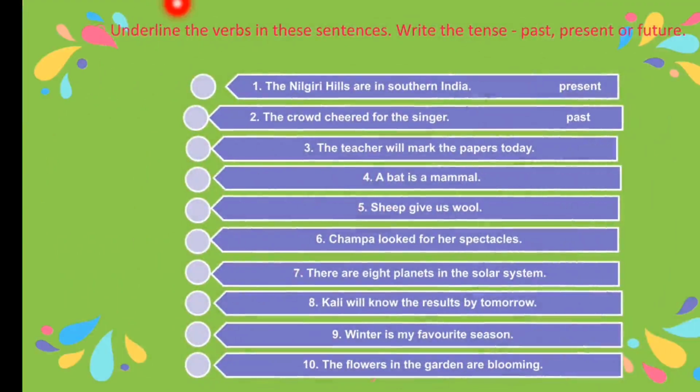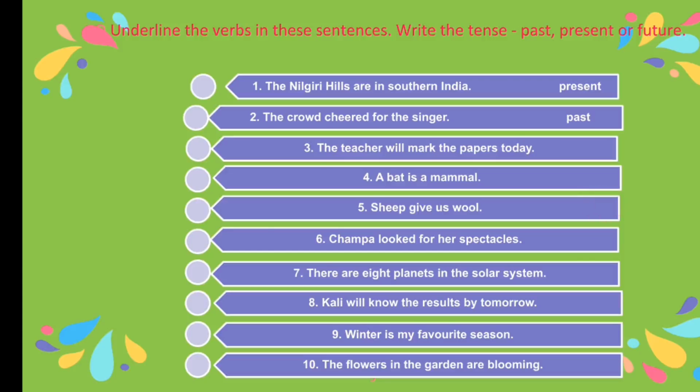Now let's see the textbook exercises in your Grammar and More textbook, Ratnasagar, class 5. These were the questions. Underline the verbs in these sentences. Write the tense, whether it is past tense, present tense or future tense. First we have to underline the verb, then write down whether it is present tense, past tense or future tense. Based on the formulas, we can find out which tense it is, right?